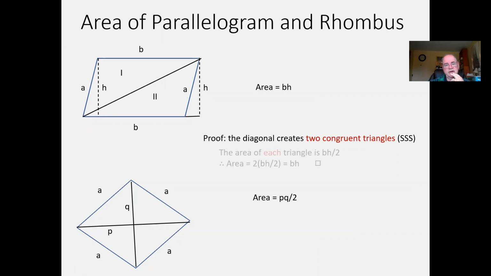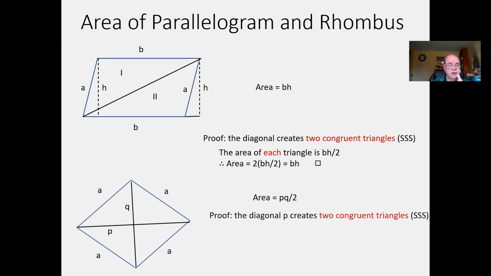But notice that the area of each triangle is base times height over 2. So the area of the whole thing is twice that, and that would be the base times the height, which is what I claimed. The area of the rhombus with diagonals P and Q is half of their product, is what I claim. Again, the proof: the diagonal P again creates two congruent triangles for the same reason.